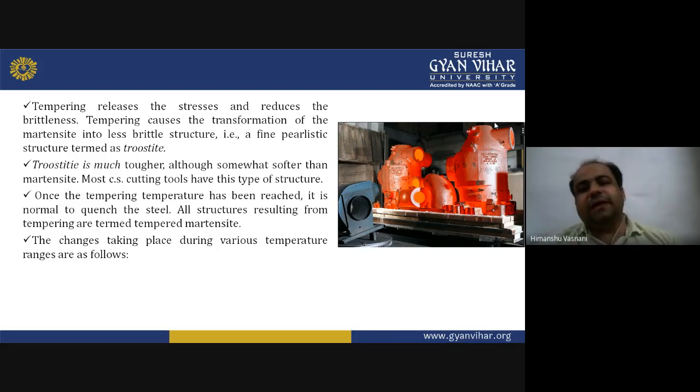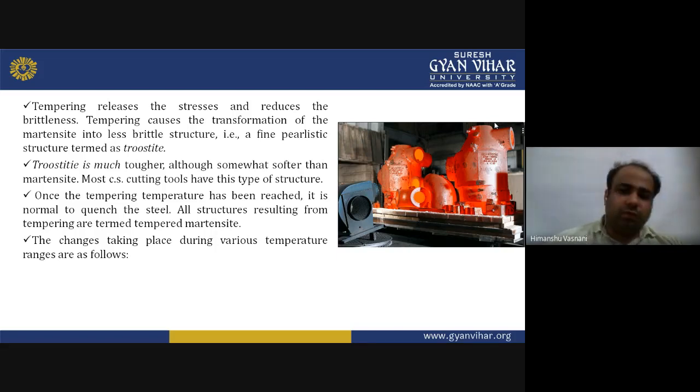Now once the tempering temperature has been reached, it is normal to quench the steel. All the structures resulting from tempering are termed tempered martensite. You can name these structures like this, a tempered martensite. Now you can see in the diagram on the right-hand side how there are big workpieces that are heated to a particular temperature and lead to some kind of heat treatment process.